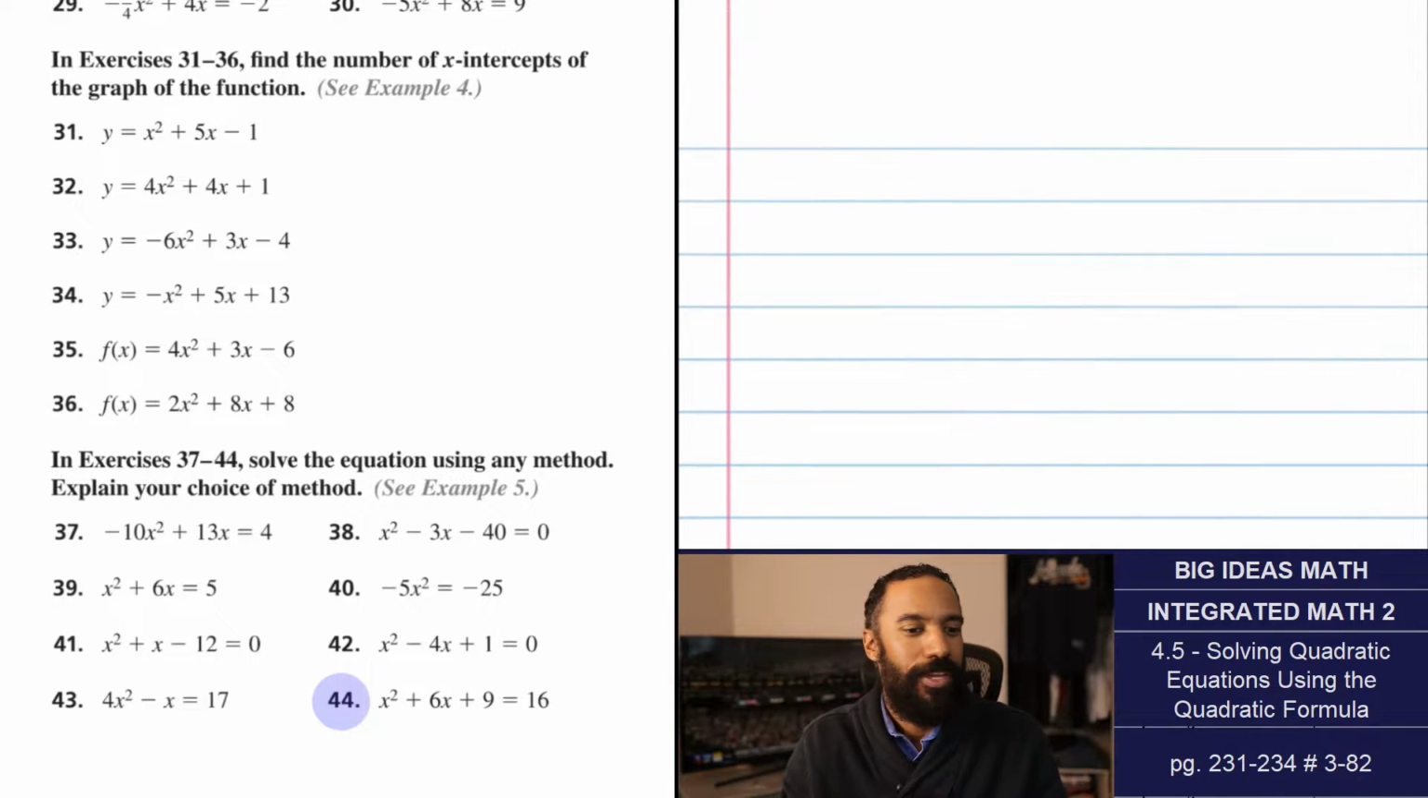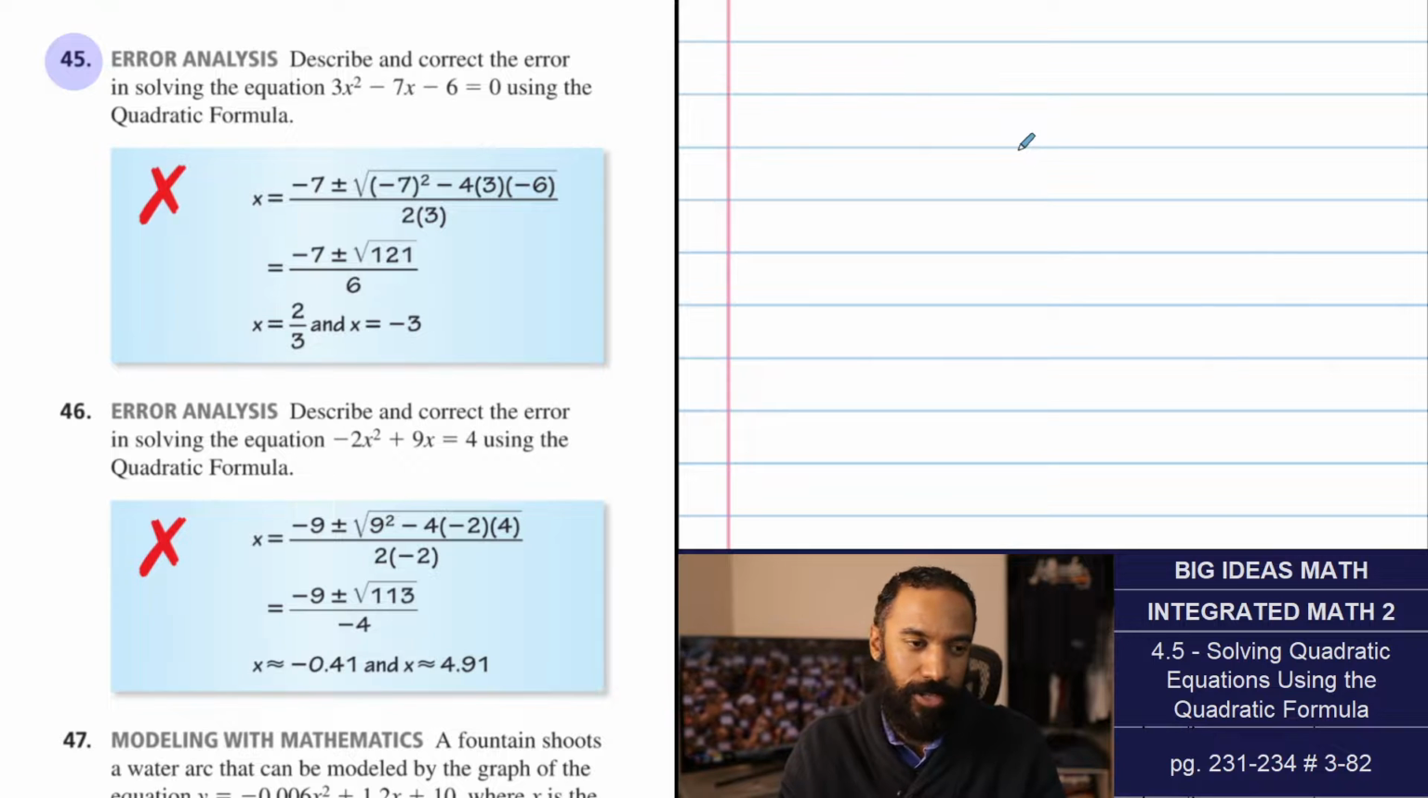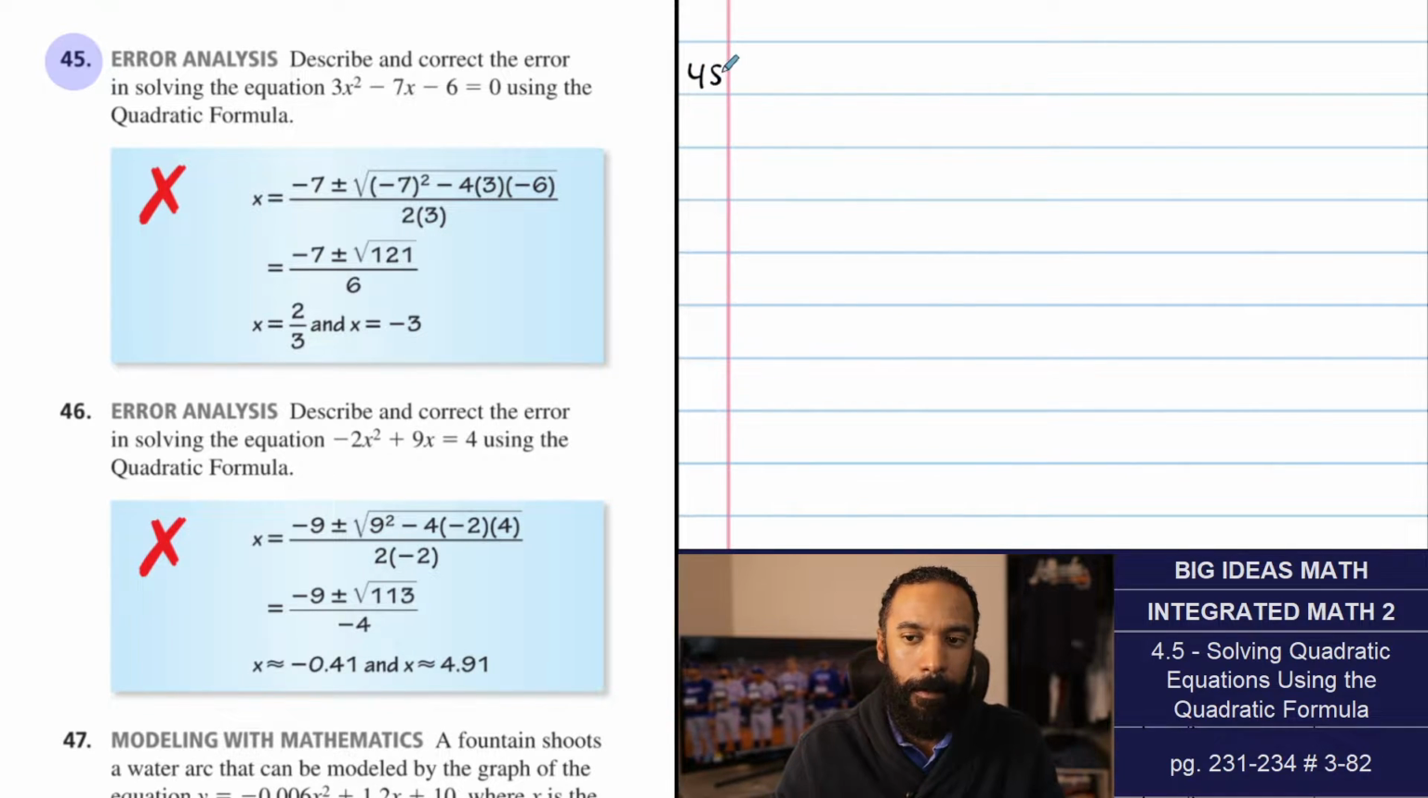So that was 37 to 44. I very much enjoyed those problems, and I understand that they have it in this section because we already hit all the other sections where we solved using other methods.